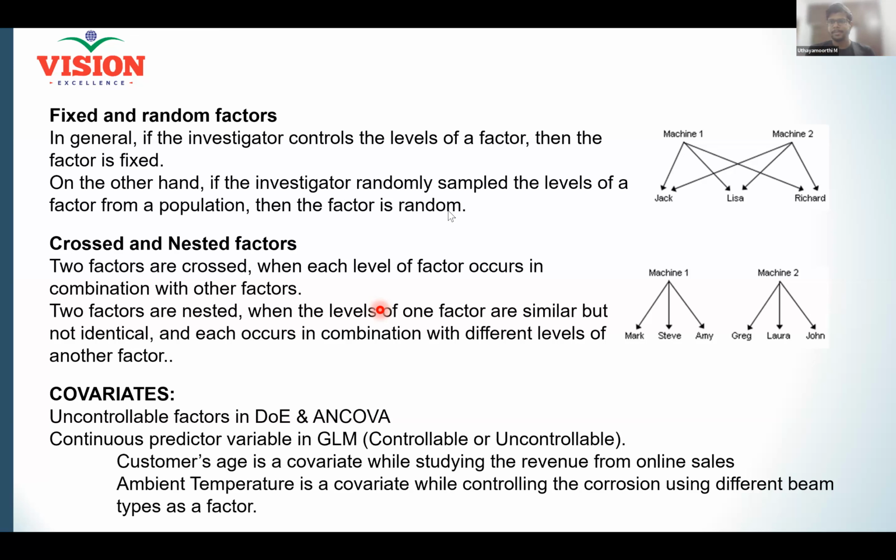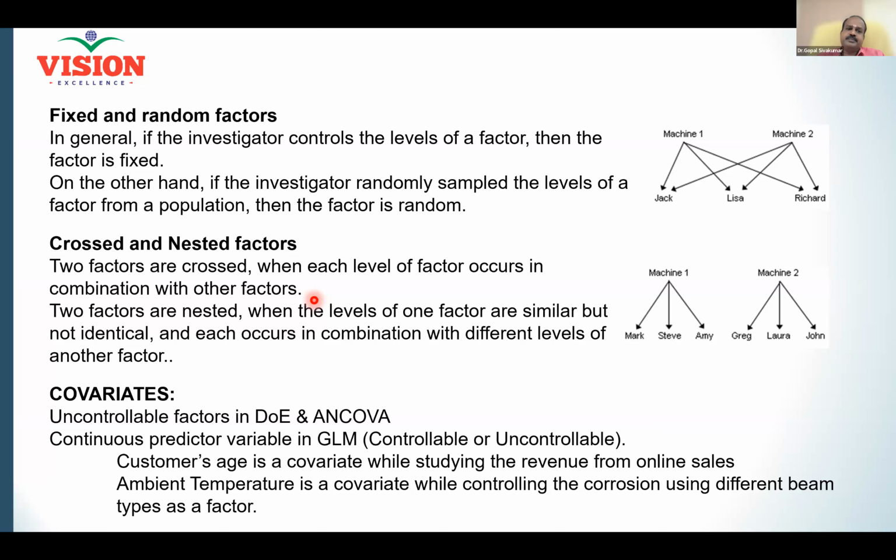How to differentiate, right? And another thing, crossed factor and nested factor. Crossed factors and nested factors. You already know the gauge R&R study, crossed study and nested study, isn't it? See here, two factors are considered crossed when each level of a factor occurs in combination with every level of the other factor.